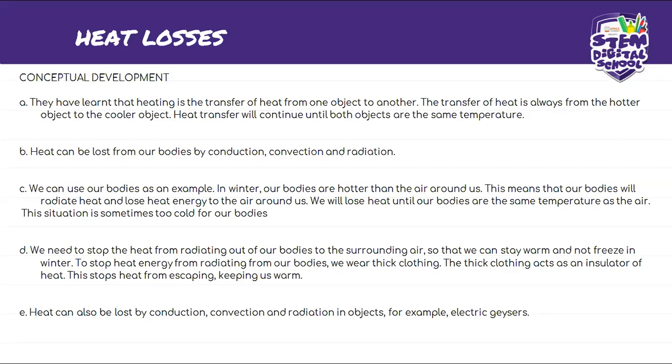Now, heat can be lost by conduction, convection, and radiation. So, for example, an electric geyser. So take note of this. The three modes or methods of transferring heat are what? By conduction, by convection, and what? Radiation. All right.